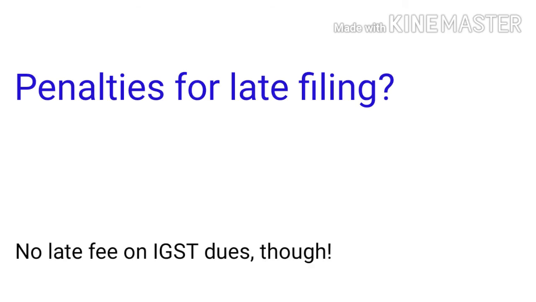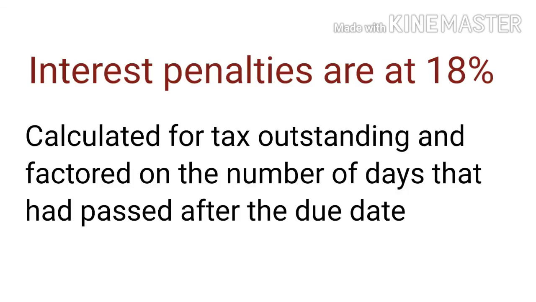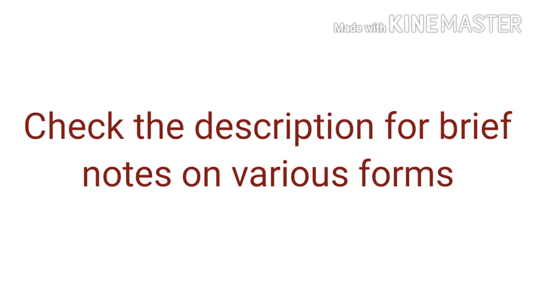Interest penalty is also levied at 18% per annum. This interest is calculated by the registered taxpayer on the amount of tax liability outstanding. Interest calculation starts from the first day of default until the date of payment of tax by the taxpayer. A quick reference to the various GSTR forms and a brief note could be found below in the description box.